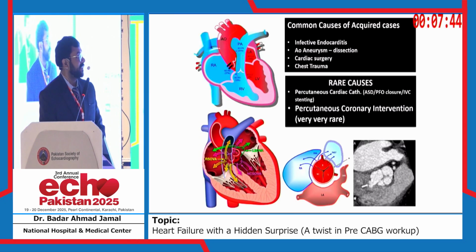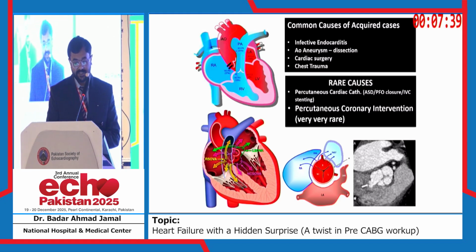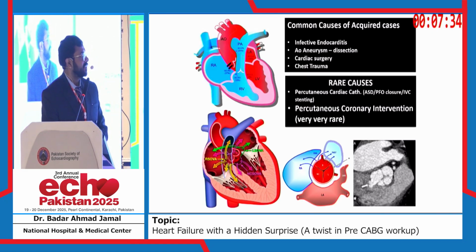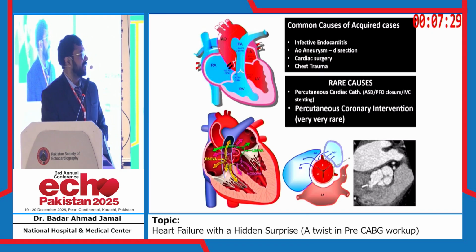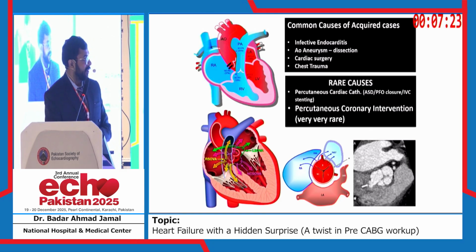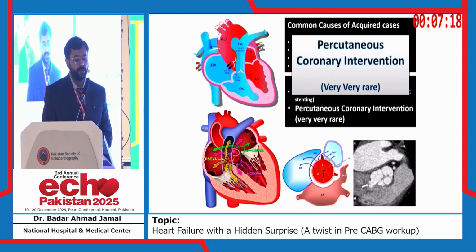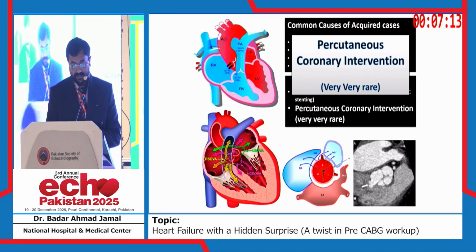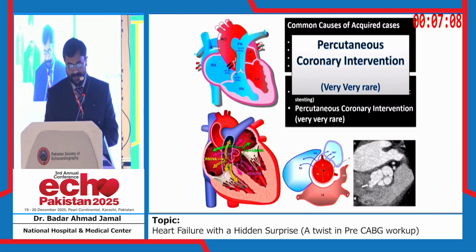Although, as I said, cardiac surgery has been listed among the common causes of aortoatrial fistulas, percutaneous cardiac catheterization falls among the rare causes, and fistulas have been reported with ASD and PFO closure and IVC stenting. But speaking of percutaneous coronary intervention, it is very, very rare, with to date only one case report that has reported the formation of aortoatrial fistula as a late complication of PCI and stent displacement.